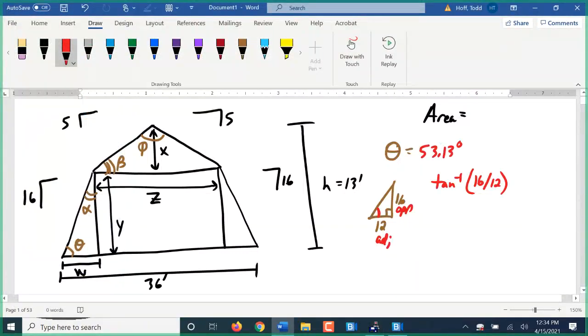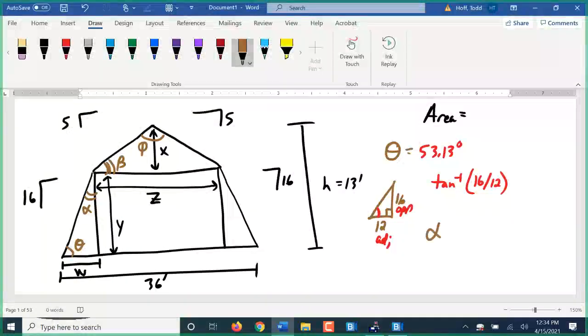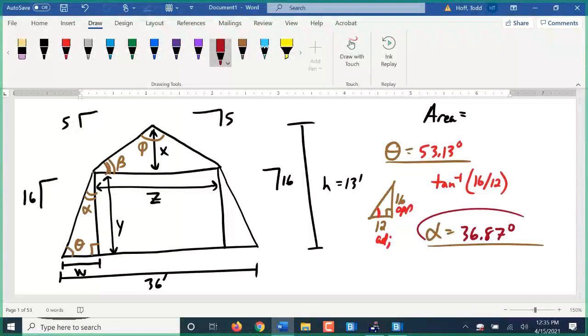Now with that, alpha is easy to find, because this has to be a right angle here, since that's a vertical going into a horizontal. So alpha is just the complement of theta, because those three angles have to add up to 180. If we have a right angle, the other two add up to 90. So this over here is just going to be 36.87 degrees. So there are our first two angles.